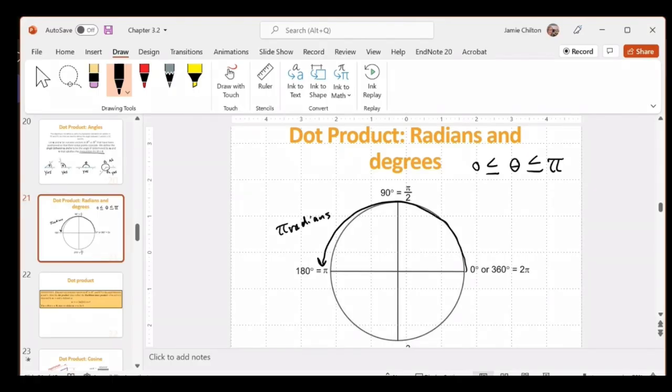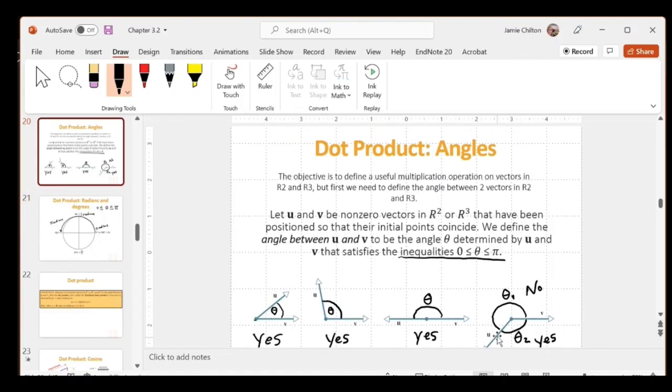This one here would be pi halves radians here at the 90 degrees point. Here, obviously, it would be 0 radians if this was our starting point. Anything over 180 degrees is going to be more than pi radians, right? So it's not going to satisfy that inequality. If you're looking at it from this smaller angle, this would satisfy the inequality. If you're taking this larger angle around the outside here, that would not solve the inequality.